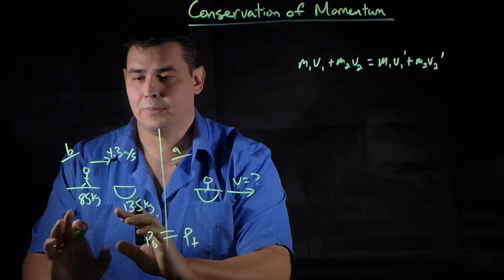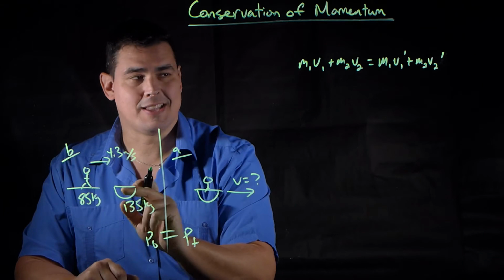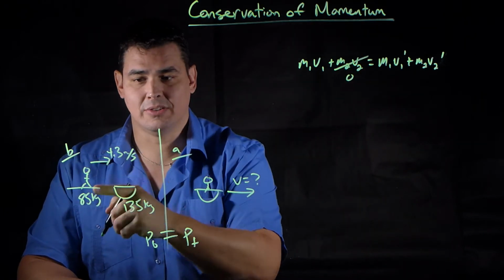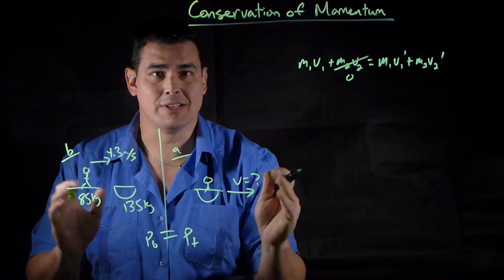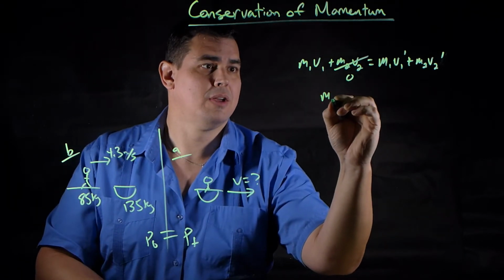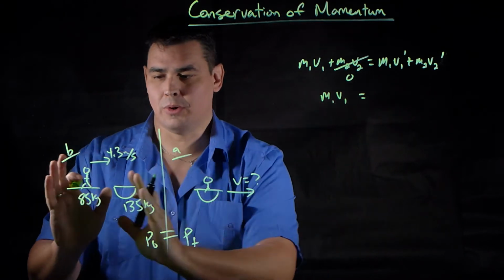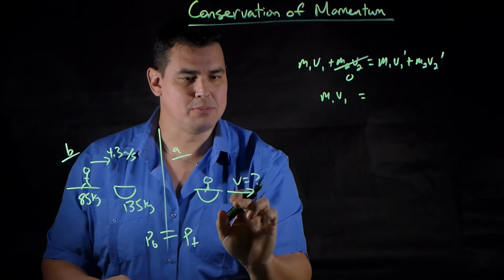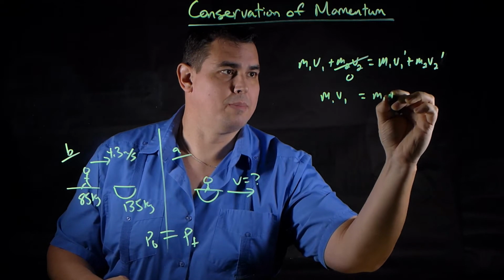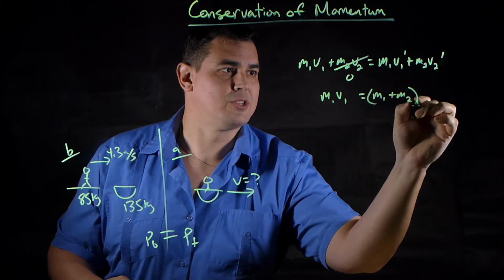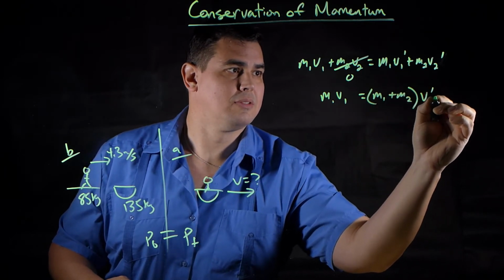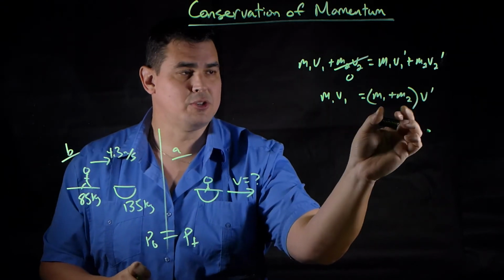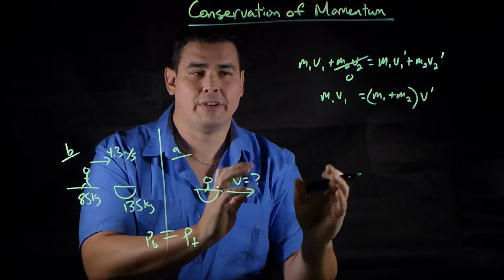Before, this thing's not moving, so it has 0 momentum. So it's basically just this one. And then afterwards, it's the sum of the two momentums. So it's m1 v1, which is just the person, equals the sum of these two masses moving at this velocity. So it's m1 plus m2, because they're stuck together, times the final velocity of the whole thing. When you have things stick together, it makes it easy. You just combine the masses at the end because they're all moving together.